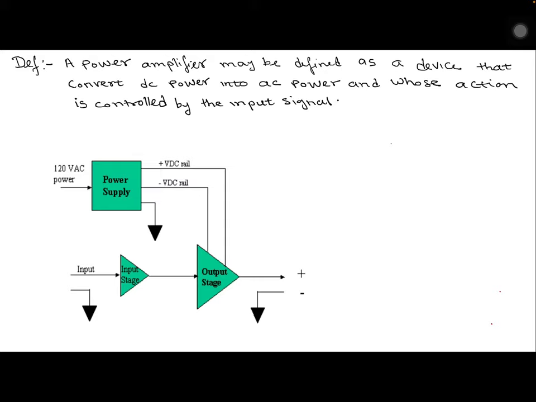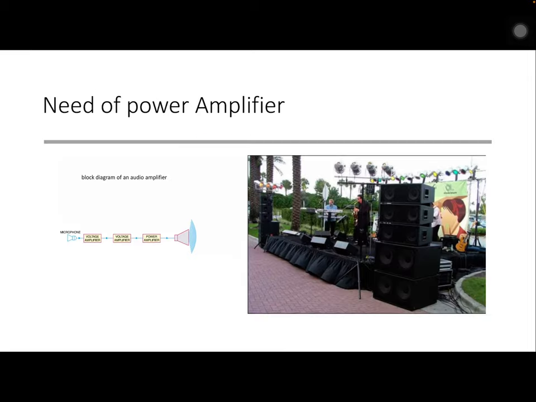So power amplifier is simply a circuit which converts DC power into AC power, and that entire process of conversion is controlled by input signal. So we give an input over here, that input controls the conversion of DC power over here into AC power at the output. Let's see the need of power amplifier.